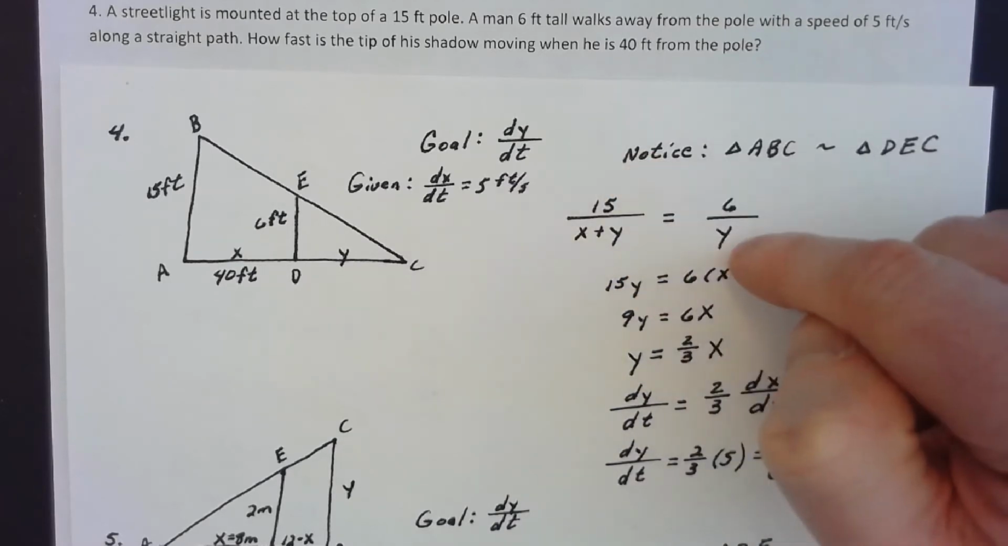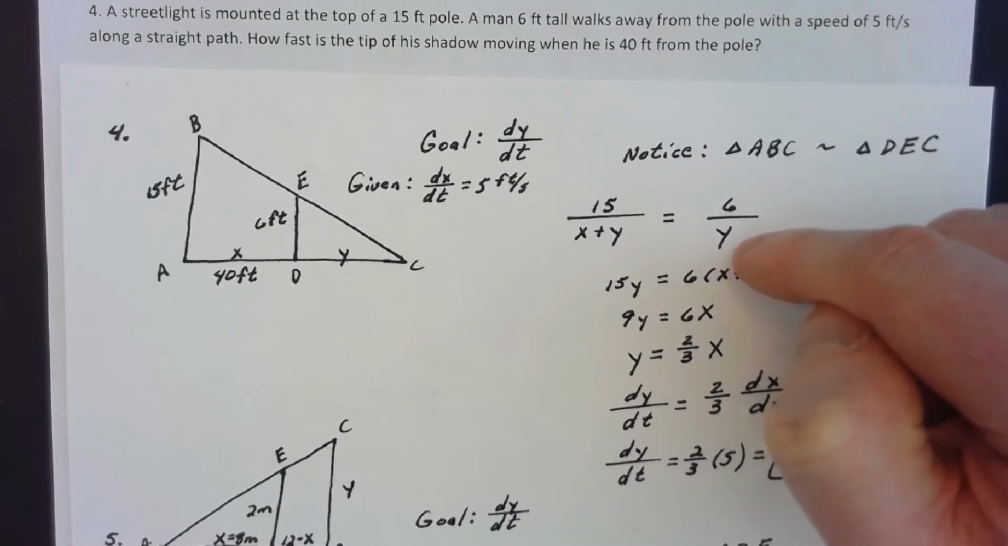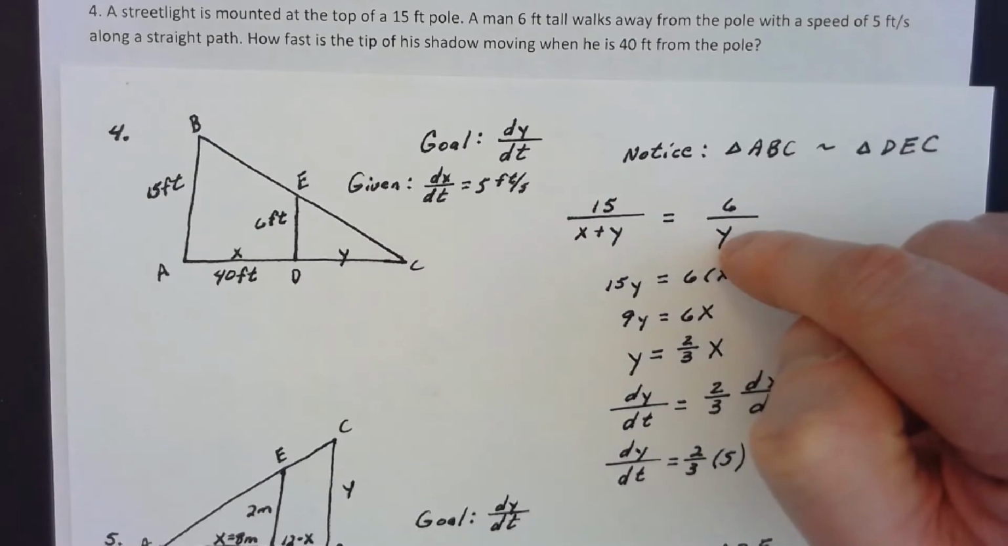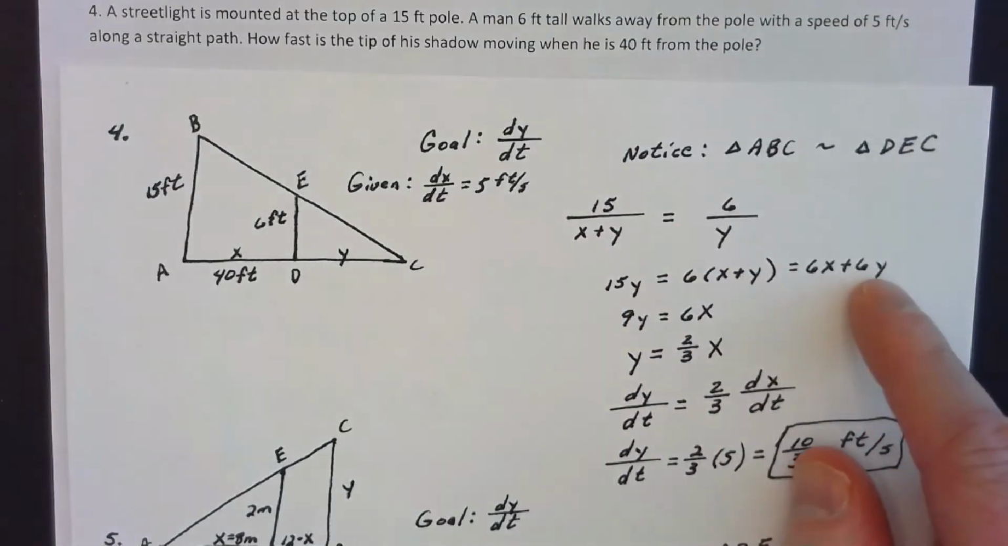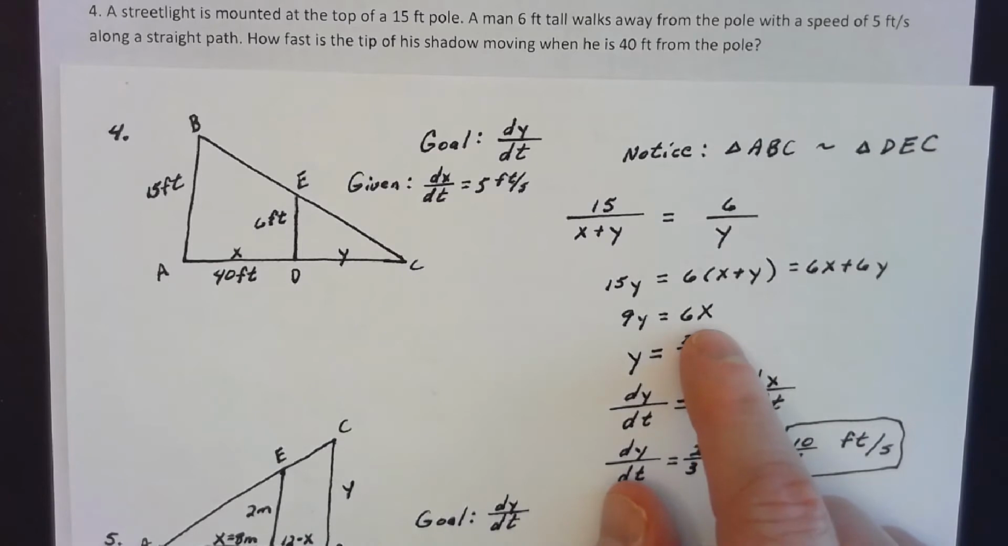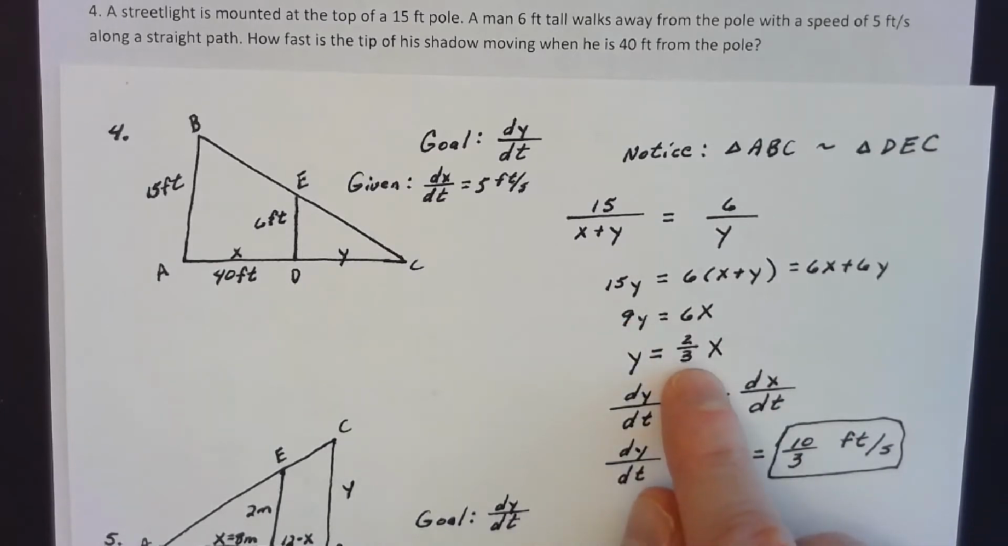And this allows me to get an equation involving all variables in the problem. It's a pretty simple equation too. All I did is cross multiply: 15y equals 6 times (x plus y). Then I subtracted 6y on both sides. That gave me 9y equals 6x. Then I divided by 9. 6 over 9 is 2/3. So I get y equals 2/3 x.